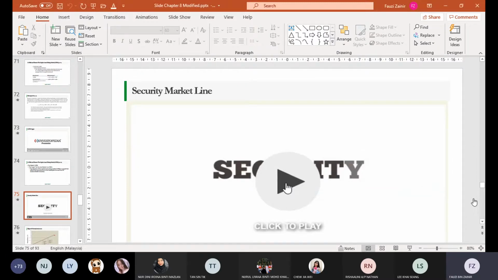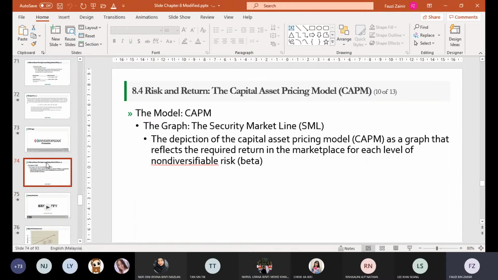Okay, the last time that we stopped is on the capital asset pricing model. So what we are going to do here is link the capital asset pricing model with the security market line, which is where we stopped last time, at slide number around 74.